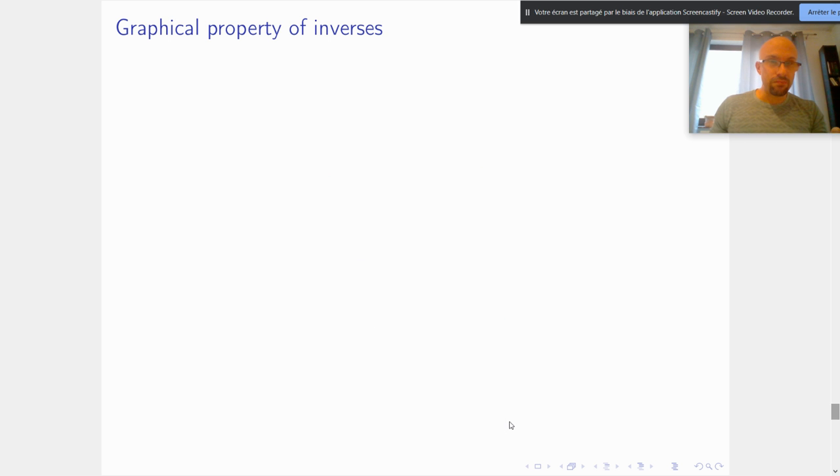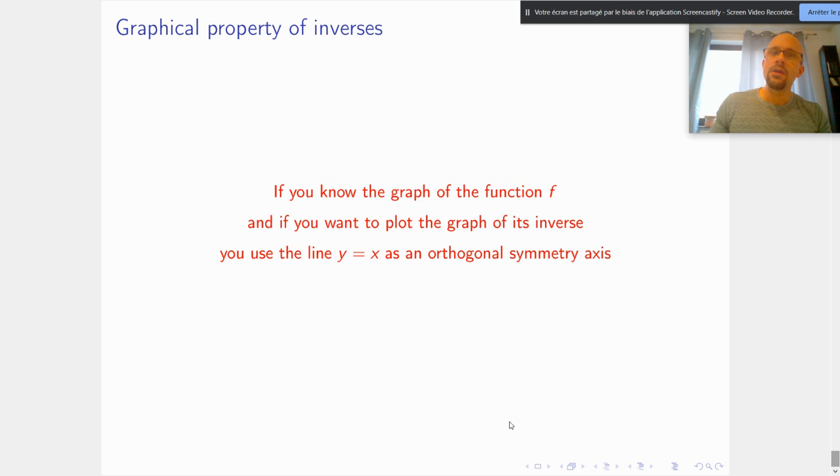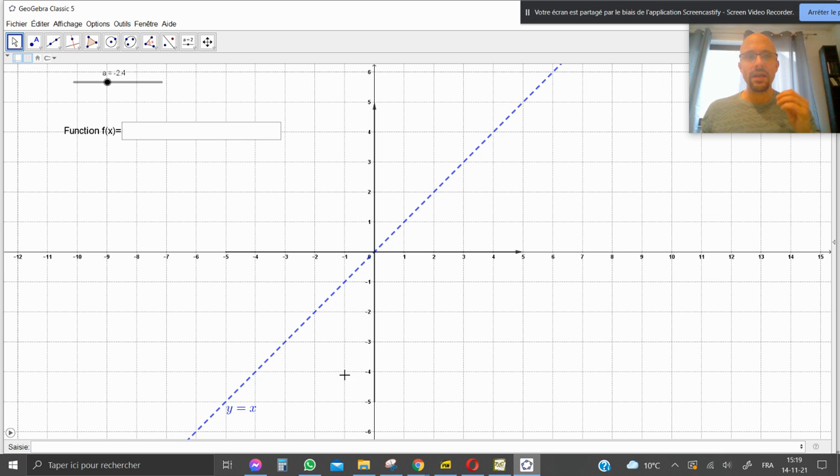So the property is that if you know the graph of a function f, and you want to plot the graph of its reciprocal, or inverse, as we say in mathematics, you need to use the line y equals x as an orthogonal symmetry axis. Let's see, we use now GeoGebra, and we'll see if we can reconstruct it by using this property.